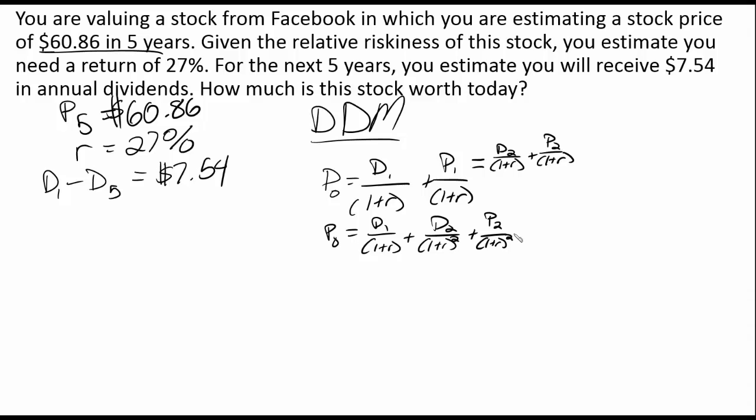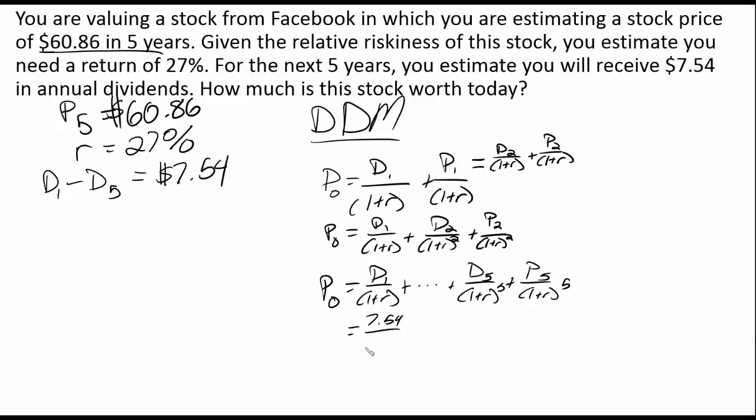That part has been explained in a number of earlier videos. So what we're looking at here is 5 years. We have P0 equal to D1 divided by 1 plus R, all the way out to D5 divided by 1 plus R to the 5th, plus P5 divided by 1 plus R to the 5th. So we plug these in here. We have 7.54 divided by 1.27, plus years 2 through 4, and then 7.54 divided by 1.27 to the 5th, plus we now have $60.86 divided by 1.27 to the 5th.